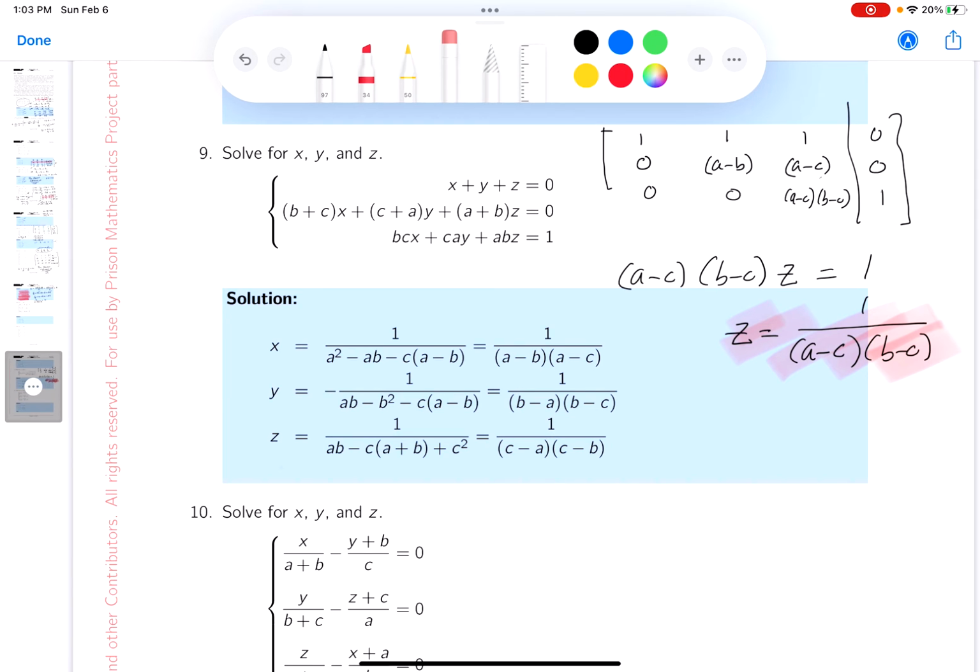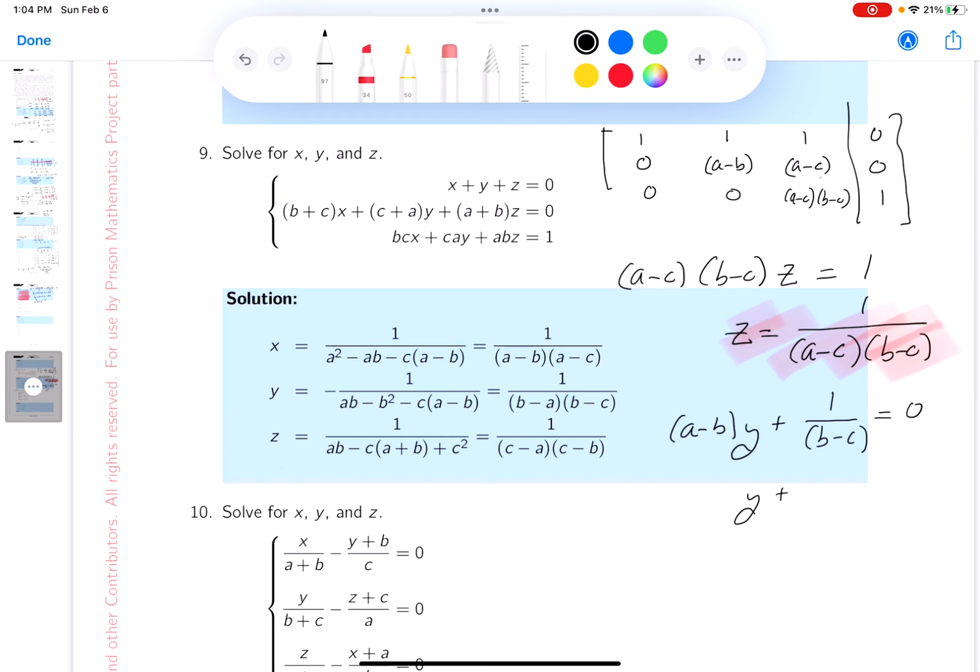Then someone says, what are you going to do now? Well, I got to go backwards, and I got to figure out the other ones. And that could be trouble, but let me put this down for you. And what do I have? In the second row, I have A minus B times Y plus A minus C times Z. Well, I know what Z is, and A minus C times Z is going to be 1 over B minus C. And that equals 0. So I think I can write Y down now.